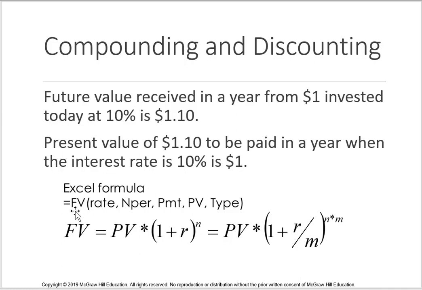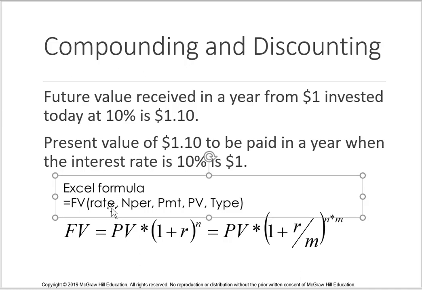So equals FV, that's the formula in Excel. And when you type that in the cell, you will see these phrases come up. What is the rate? Well, the rate, we have to be very careful. This is rate per period. So this should really be the rate divided by M.